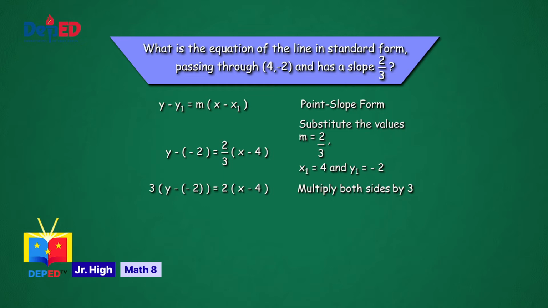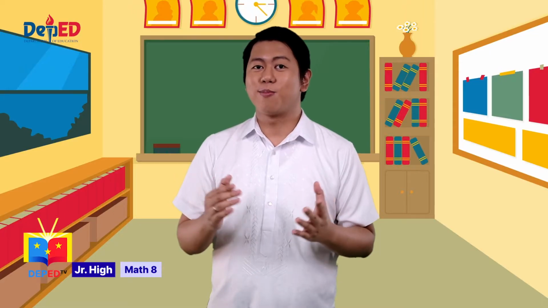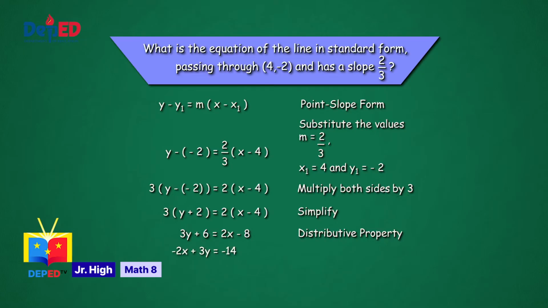So we will have 3 times the quantity y minus -2 equals 2 times the quantity x minus 4. Then simplifying the expressions by distribution or multiplying certain values, we will have 3y plus 6 equals 2x minus 8. Now, can you write it in standard form? By the addition property of equality, the equation will be -2x plus 3y equals -14.